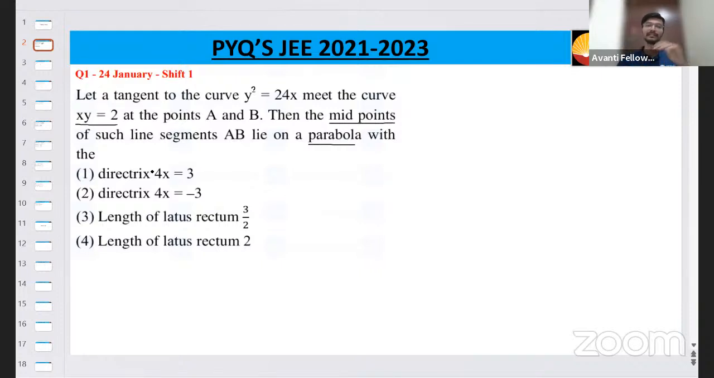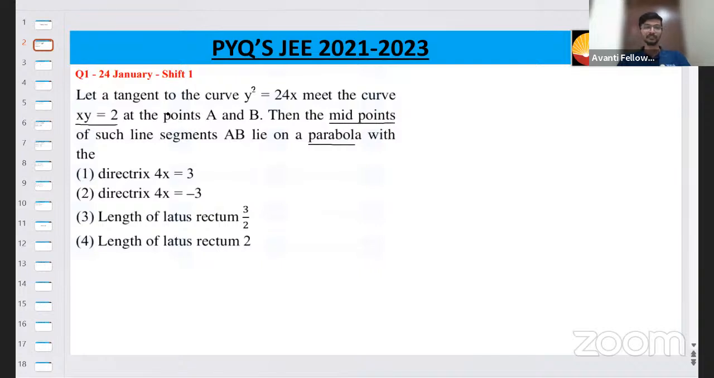Now, how to know that? The midpoints of such line segments lie on the parabola. That means there will be an infinite number of line segments, there will be an infinite number of midpoints. All those midpoints, when connected together, will form a parabola. That's the definition of locus. Correct? So first, let us try to deduce the question.